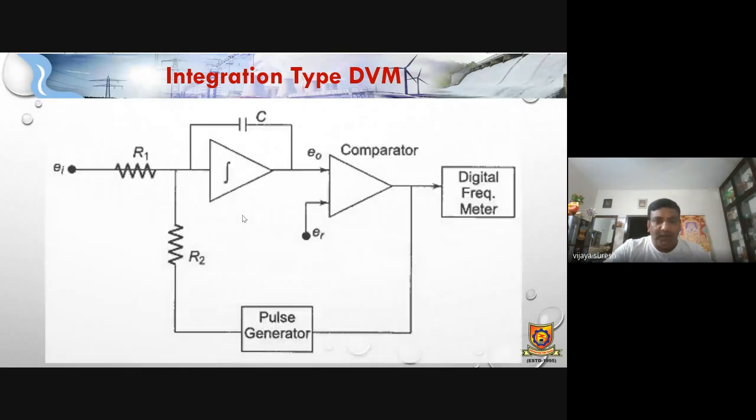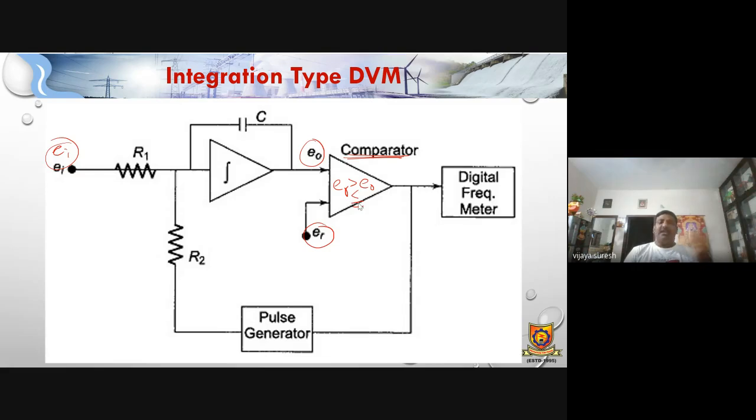Now I will show you the block diagram. Observe here. EI is the input voltage. The input voltage is given to the RC, nothing but an integrator circuit, which has R and C. As I said, these are independent of the time constant of the integrator. Here you get the output voltage, and that output voltage is compared in a comparator with ER. So ER and E naught are compared, either greater than, less than, or equal to.